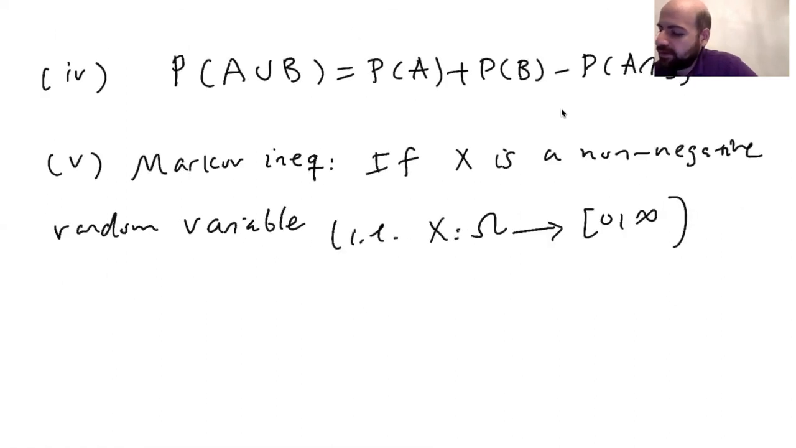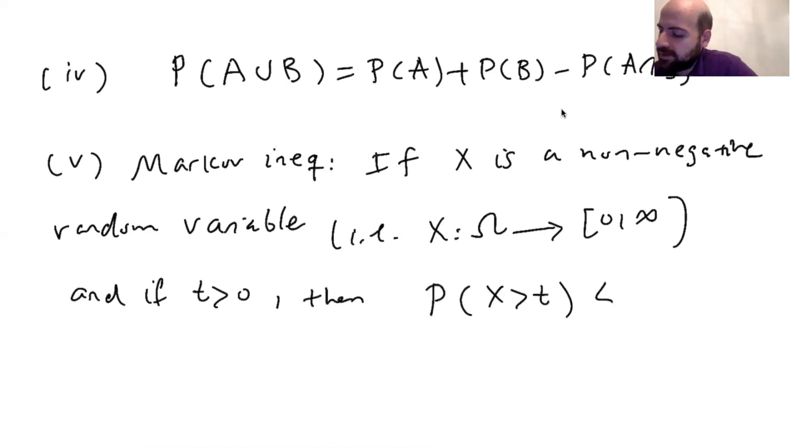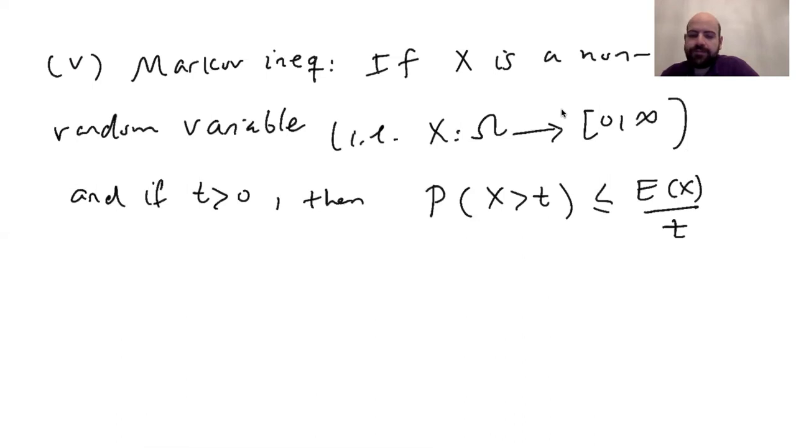Now, if I have a function from capital omega, not to whole R, just to 0 to infinity, then I call that random variable a non-negative random variable. So non-negative random variable means all the outputs of capital X, which is a function itself, are non-negative. So if X is a non-negative random variable and if T is greater than 0, then probability of X bigger than T is less than or equal to E of X over T. Okay.